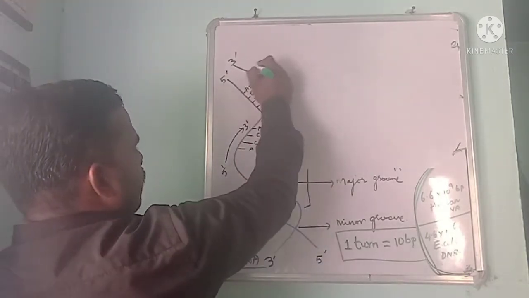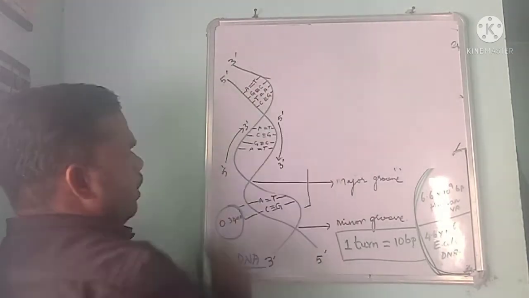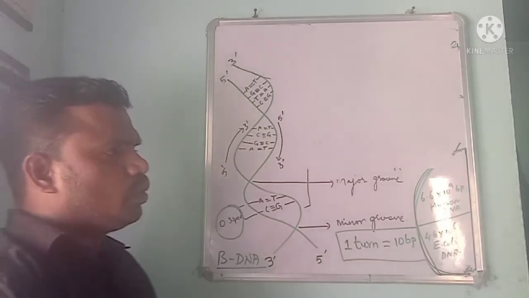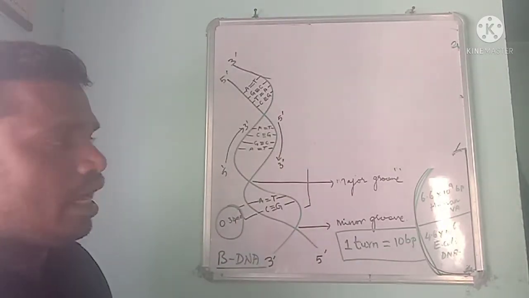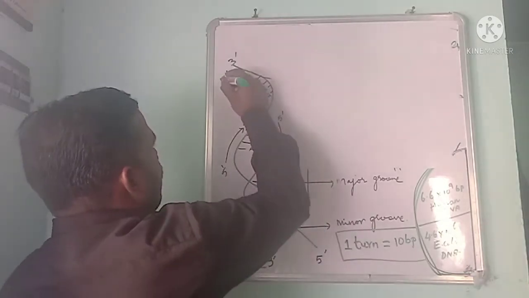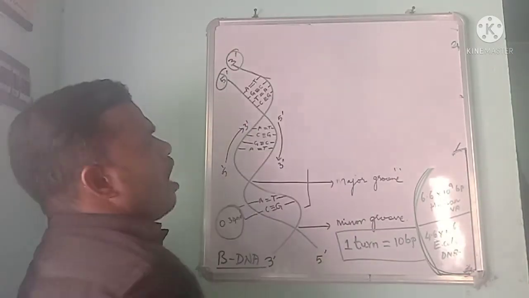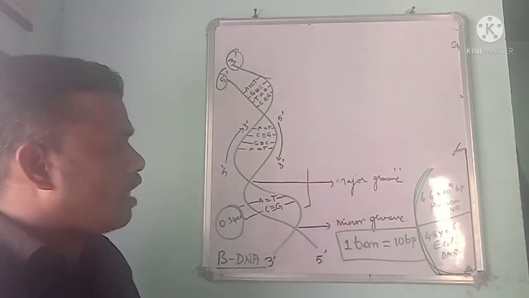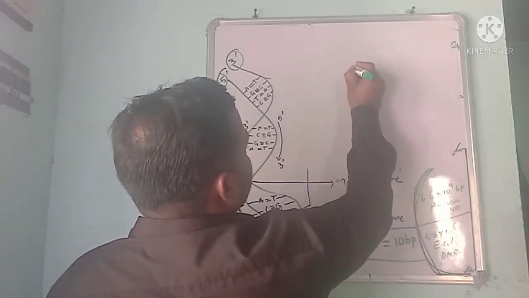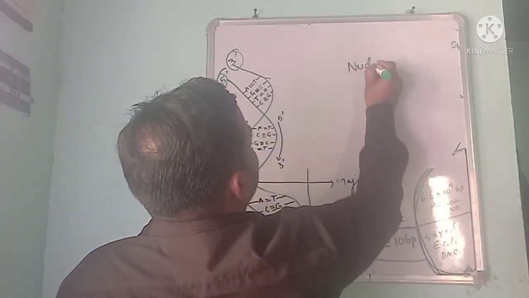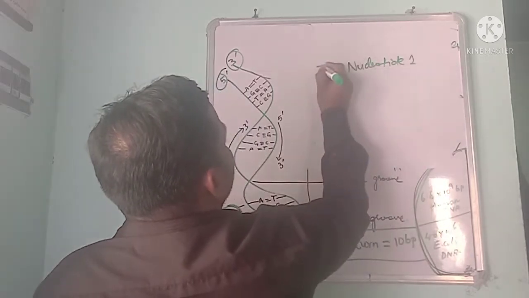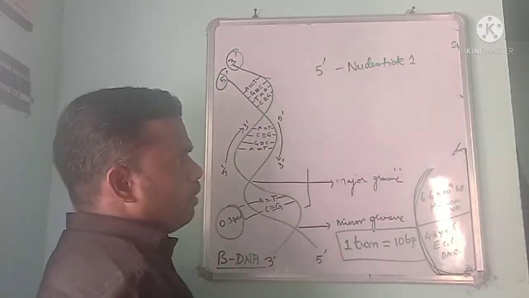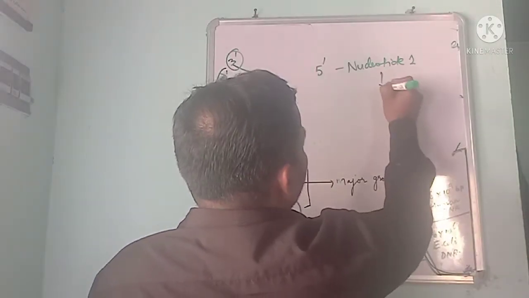This DNA has two strands. The strands run in opposite directions, that is, anti-parallel, though each has a 5 prime to 3 prime direction. How does this 5 prime to 3 prime come about? Here we have the nucleotide type 1. Just consider this is 1. It has the 5 prime end where the phosphate group is attached. Then nucleotide 2.